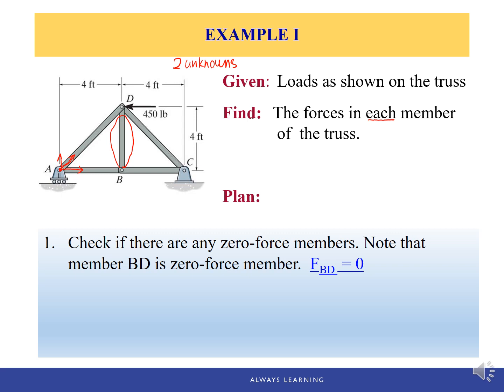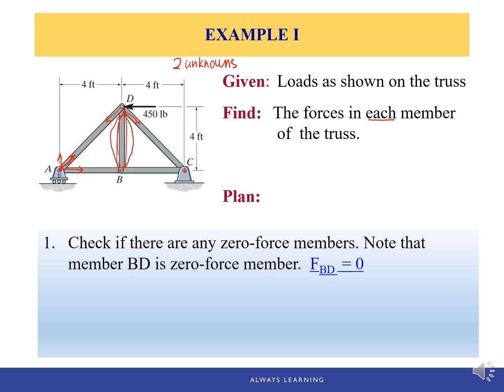Same idea at pin C, and even at pin C we have one more reaction because there are two supports by this pin, a smooth pin at pin C. Well, but if you take a look at pin D, since we already removed this member BD, there are only two members now connected at joint D. One is the member AD and one is CD. And then the applied force, which is 450 pound force. So there are only two unknown forces.